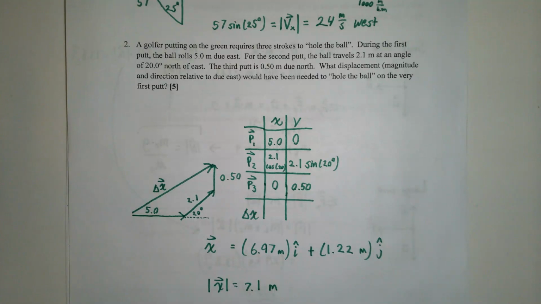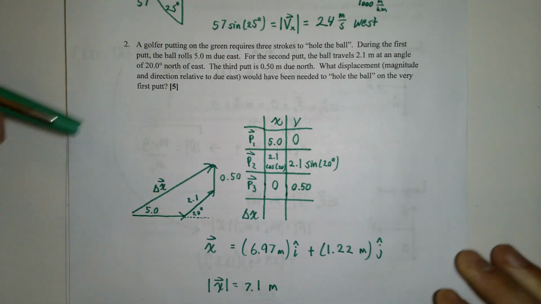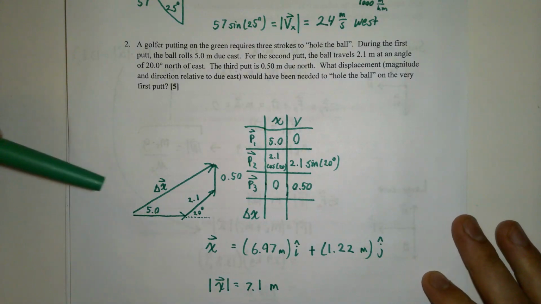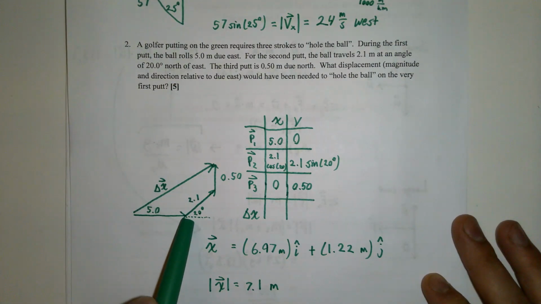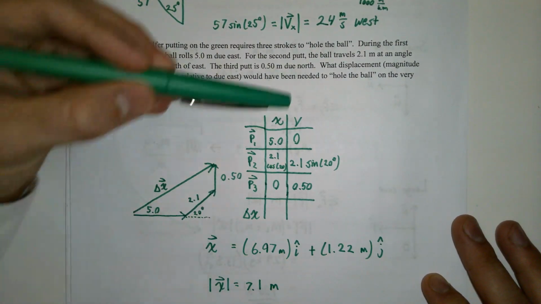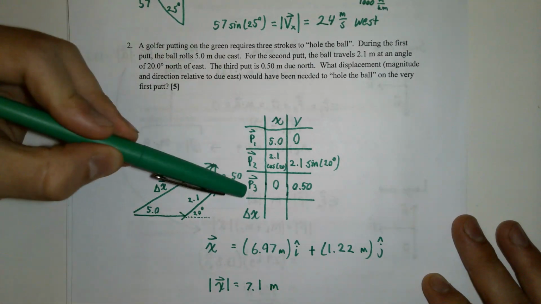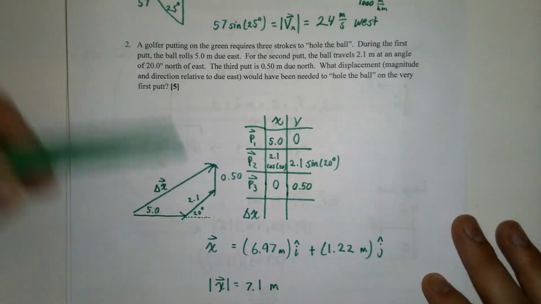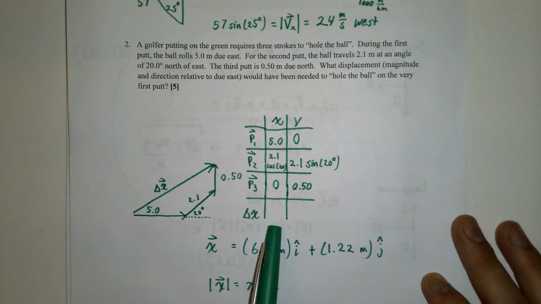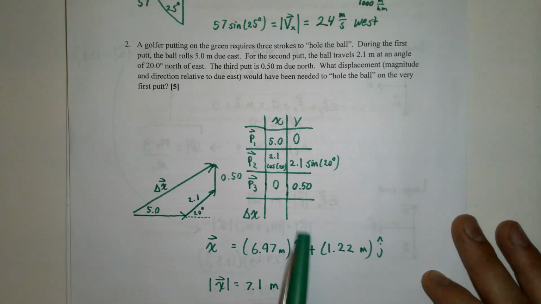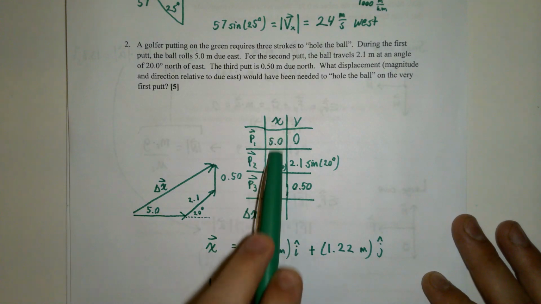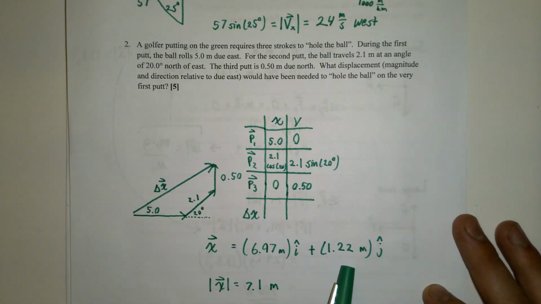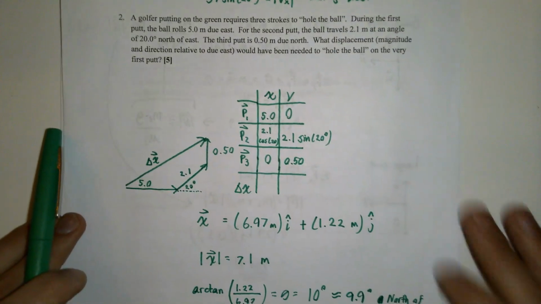Finally, moving to our last problem, we have 3 velocity vectors that correspond to the total displacement of the golf ball. Due east, then 20 degrees north of east, and then due north. We set up an XY table for each of these putts, putt 1, putt 2, putt 3. When we add those together, we have the resultant displacement in the x dimension and the resultant displacement in the y dimension. The resultant displacement in the x dimension is 6.97 meters when we add all these together, 1.22 meters in the y dimension. You can ignore these i and j components, not to confuse you, that's advanced vector notation.